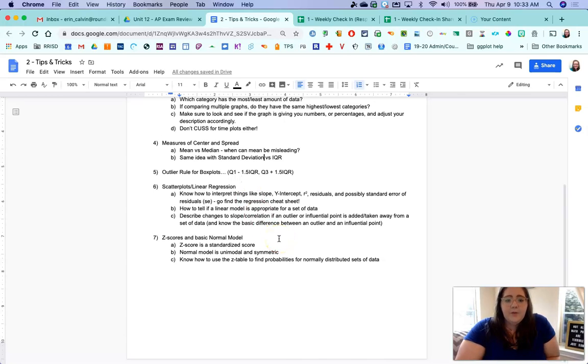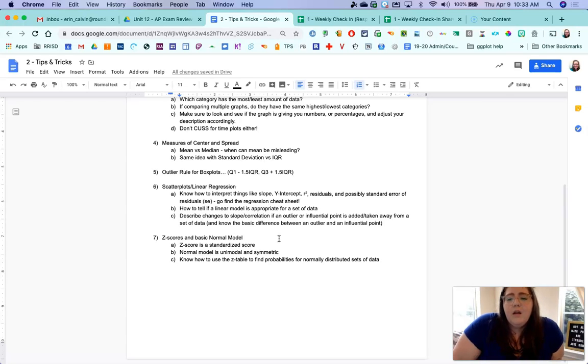Sixth thing, scatter plots and linear regression. My biggest hint there is know how to interpret things like slope, y-intercept, r-squared, residuals, correlation. I didn't type in there, but that's another one, possibly the standard error of the residuals, which is known as SE. For that, my biggest hint, if you don't remember a lot of those, is go find that regression cheat sheet.